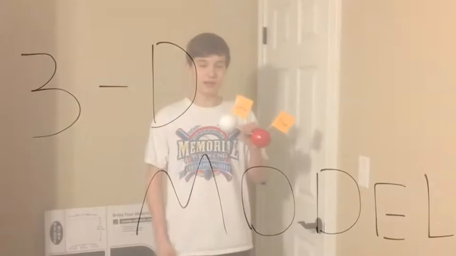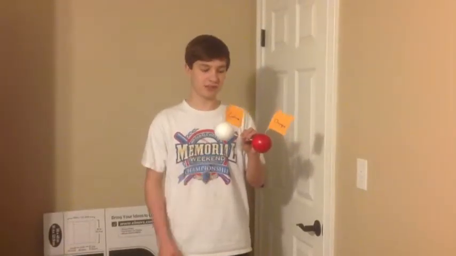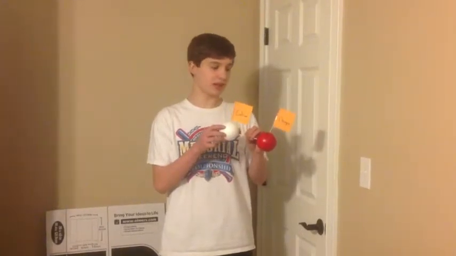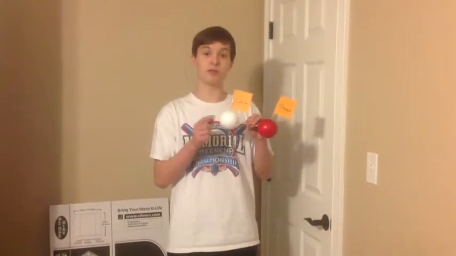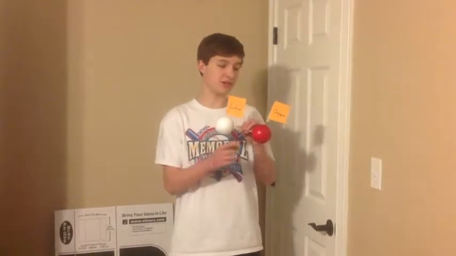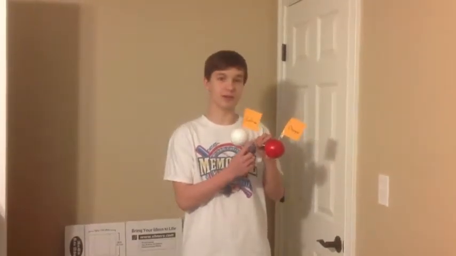This is my 3D model of calcium oxide. The white ball represents calcium, and the red ball represents oxygen. Because calcium has a negative 2 charge and oxygen has a positive 2 charge, you only have one of each molecule. There's also only a single bond, and that's why the molecule is the way that it is.